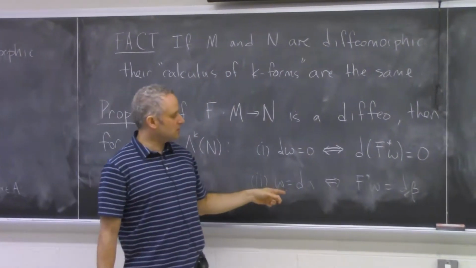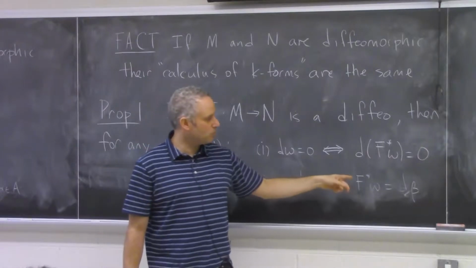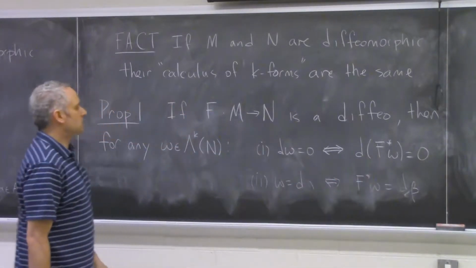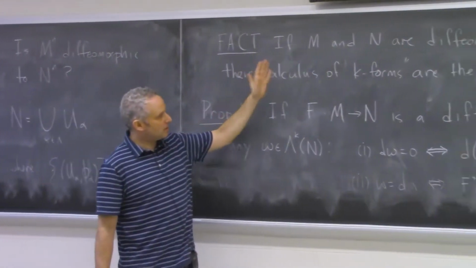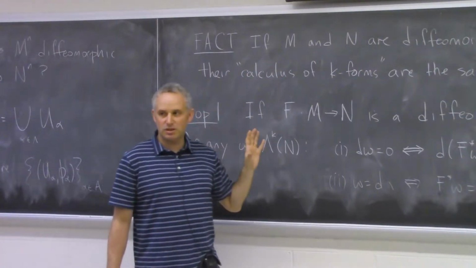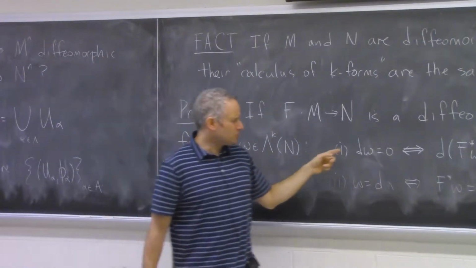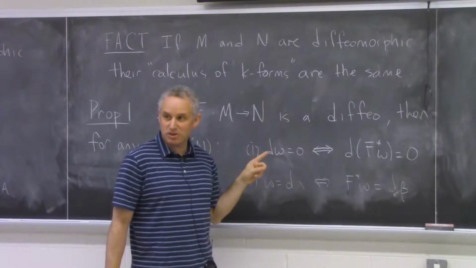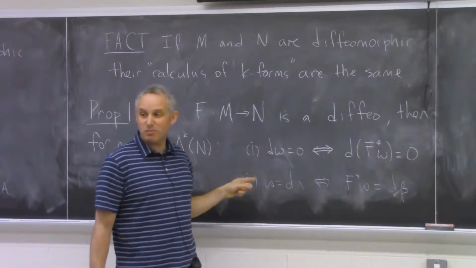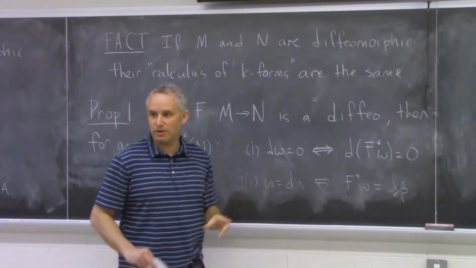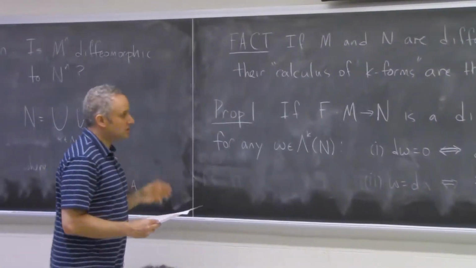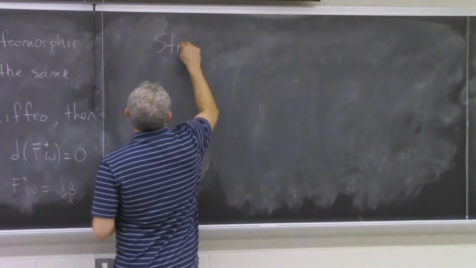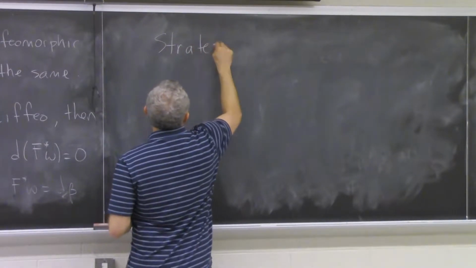Similarly, if omega is equal to d of something, then its pullback is also equal to d of something. Okay? So this is what we mean by the calculus of K-forms being the same. Derivative. So if your derivative is 0, it's 0 on both sides. And if you're the derivative of something, that's true on both sides. Okay? All right. So this suggests a strategy for attacking our hard problem.